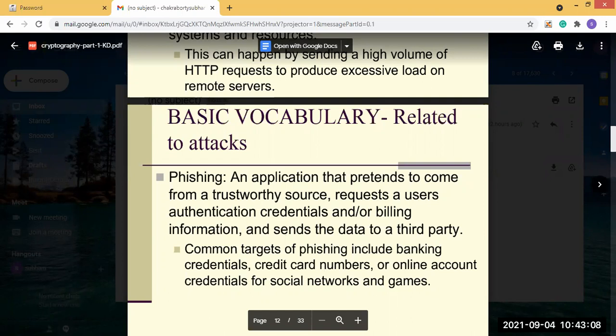So this is phishing. Phishing is basically an application pretending to come from a trustworthy source. Sometimes you see in a mail that it is from an SBI credit card loan or something like that, but it is not from the bank. If the message is downloaded, the application is installed in your system, and without your permission the authentication credentials like billing information will be sent to a third party. The common targets of phishing include banking credentials, credit card numbers, and online account credentials for social networks and games.